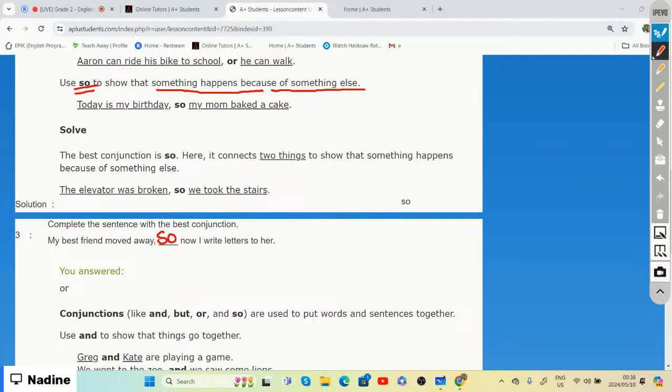Remember, when we use or, it's a choice, right? It's like saying, I can either write a letter to my friend or I can send an email. Or let's say I can either post the letter or I can send an email, or I can either write a letter or I can video call her. That is when we use the word or. It's a choice to show how I will contact her. But in cases like this, where we say my best friend moved away, now I write letters to her, that means that you don't have a choice, right? Because your best friend moved away. Well done, guys. Well done, everybody.